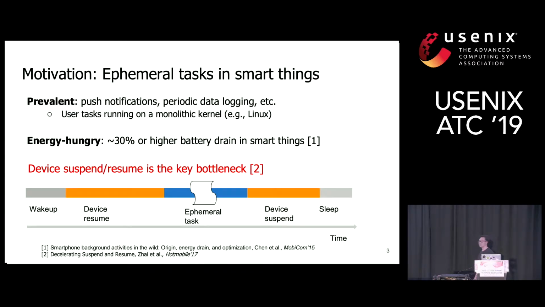To motivate this work a little, we first introduce ephemeral tasks in smart things. Here, we refer to those smart things as smart watches, smart speakers, and other IoT devices. Ephemeral tasks are prevalent among these smart things. They include push notifications, periodic sensor data logging, etc.